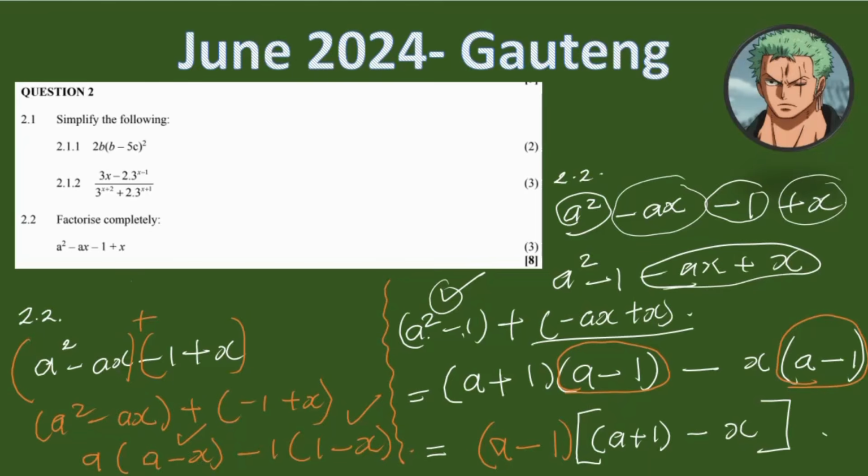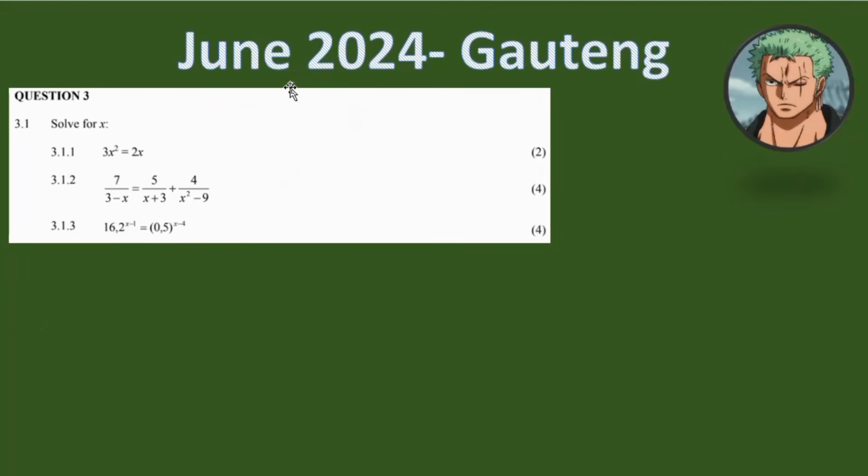So moving on to the next question. I'm done with question 2 from 2024 Gauteng. It took me a little bit more time. This thing was like 8 marks. I was supposed to do it in less time, but there was a lot of explaining there. I hope you'll forgive me. Now let's go on to the next part. We have a question here, which is question 3. This is still algebra, and I'm still on the June 2024 Gauteng paper.